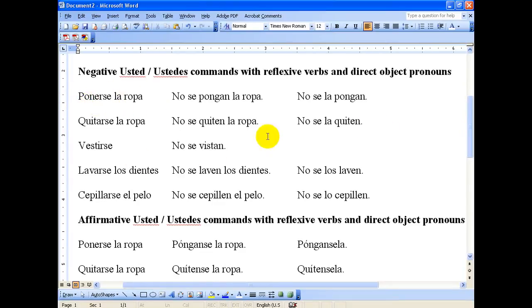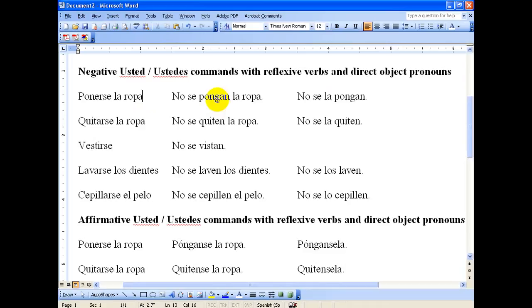So let's look here. Ponerse la ropa, to put on clothing. I'm going to give you the negative command and the affirmative command. First, we'll do all the negative commands. The reason that I'm doing negatives first is because negative commands with pronouns are easier than affirmative commands. So I'm going to say don't put on your clothes. Ponerse is reflexive. It has a se at the end of it. And then I'm going to give you two commands. The first one's going to be don't put on the clothing.